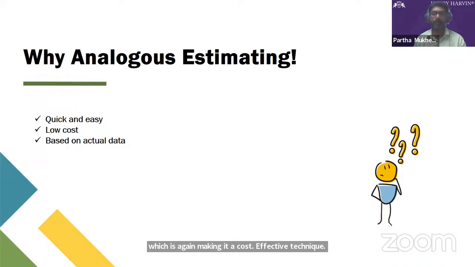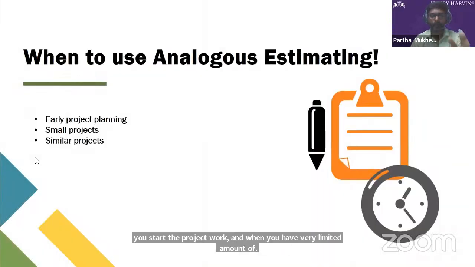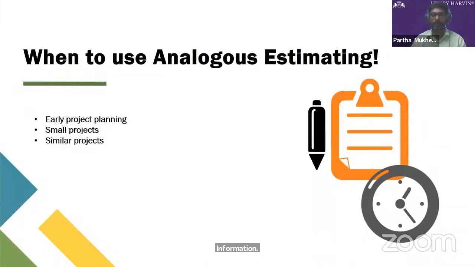And it is based on actual data. You are referring to the previous data, where the project has been completed. So you are referring to actual data. Analogous estimating is based on actual data from similar past projects, which makes it a more reliable technique than some other estimation methods. But keep one thing in your mind, you are doing this before you start the project work and when you have a very limited amount of information. That is when to use this estimation technique.